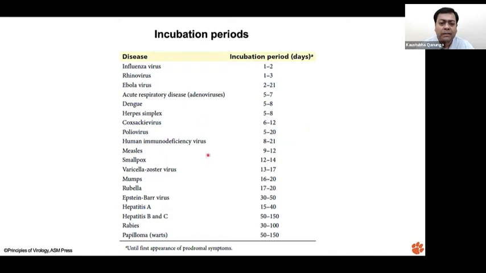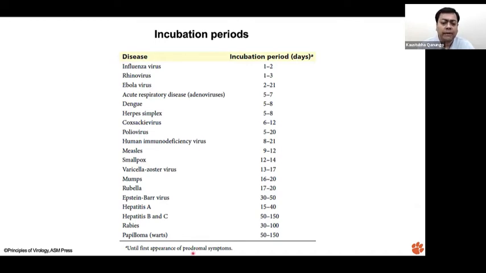In the middle part, for example, measles, smallpox, or chicken pox, say 13 to 17 days, which is just about 2 weeks, is the incubation period, which is pretty long. On the other hand, for example, rabies could be 3 months. Papilloma virus could be even more than that. So the appearance of the disease takes a long time.